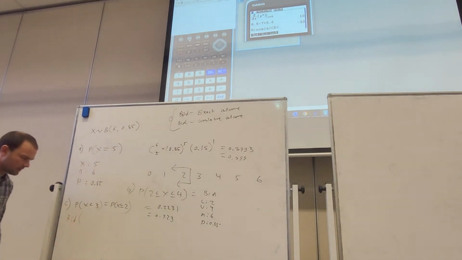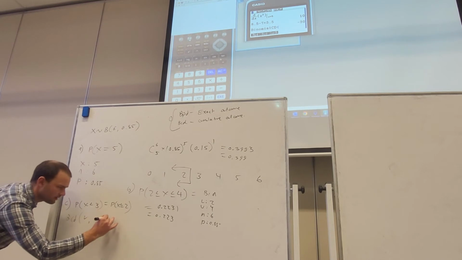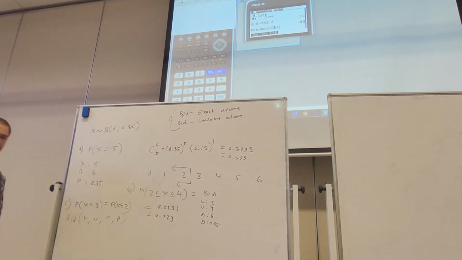Now this is the order you put it in: lower boundary, upper boundary, number of trials, probability. So that's what we're going to enter here at the moment. So our lower boundary is 0. The comma, okay, the comma is just below the cos button, right? The upper boundary is 2, comma, the number of trials is 6, and our probability of success is 0.85.